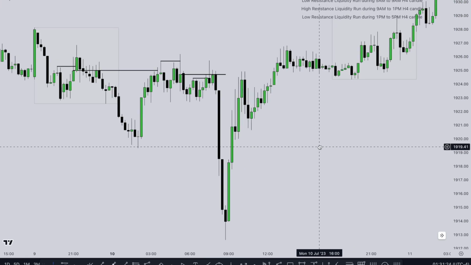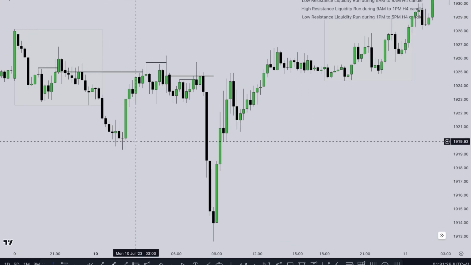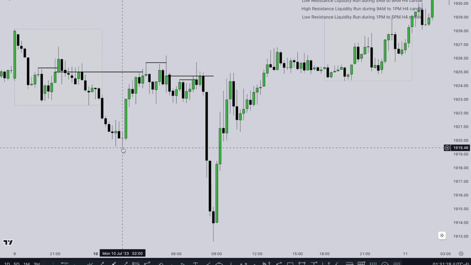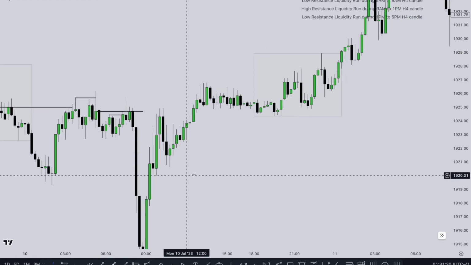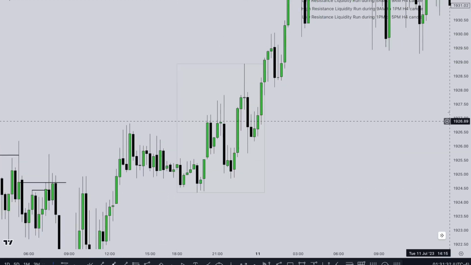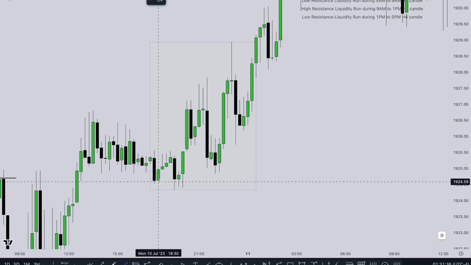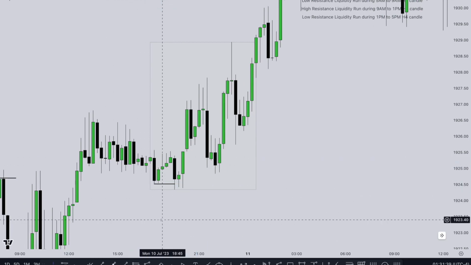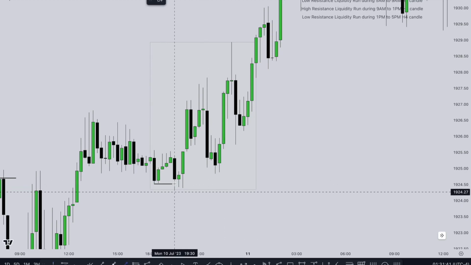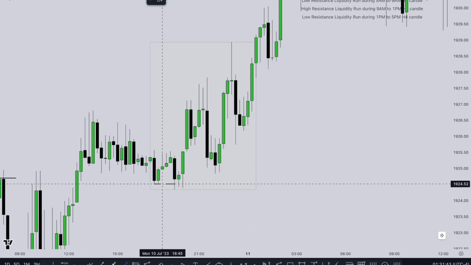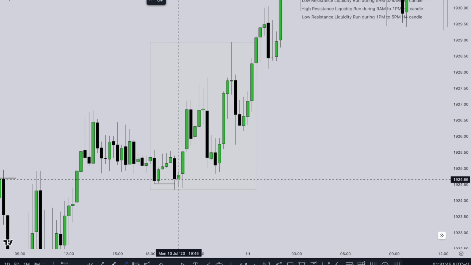Next one. Now we have low, we trade up, we close back inside, rejection block.